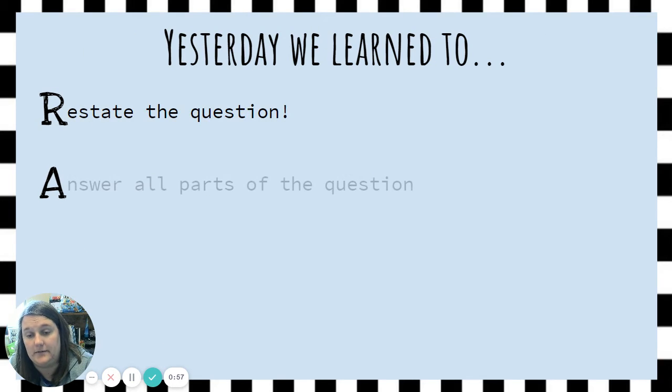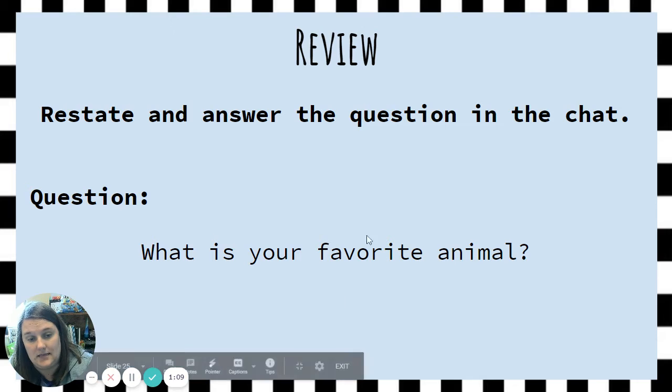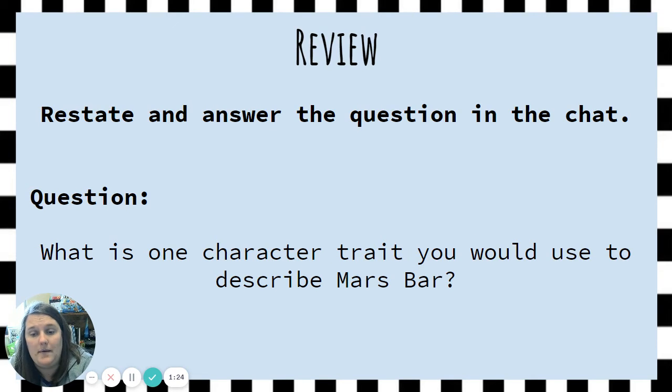So again, yesterday, we learned to restate and answer, okay? An example of that would be, you're going to restate this: what is your favorite animal? So when I restate that, it would be, my favorite animal is, okay, so see how I'm taking favorite animal and a different version of your, with my. I'm restating it before I answer it. So then I would say my favorite animal is a sea turtle, or whatever animal is your favorite, okay?